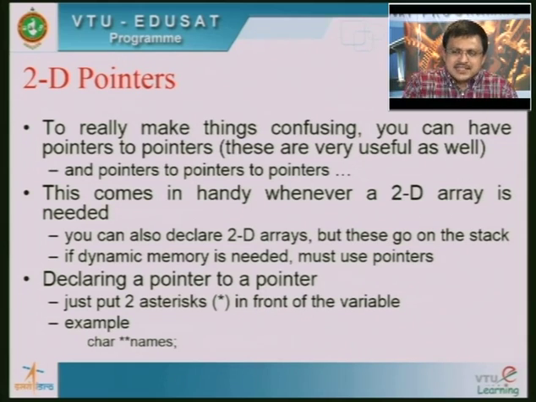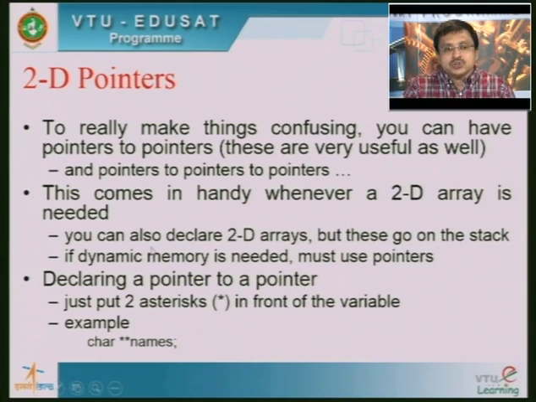So, as a last example, we will see how we can create two-dimensional arrays using pointers. To really make things confusing, you can have pointers to pointers. They are very useful as well. We are not specifying this example just to confuse you. There is significant usage of this because you need two-dimensional matrices significantly when you operate on matrices. So, this comes in handy whenever a two-dimensional array is required.